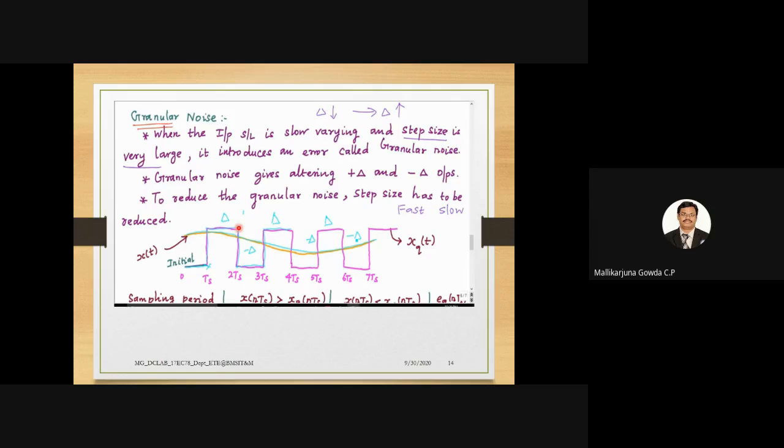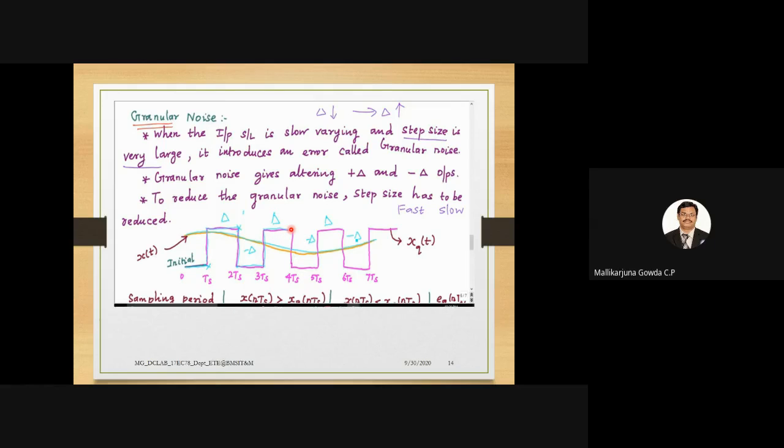Now x hat of nTs is greater than x of t, or x of nTs, the original analog signal, right? Now it will be decremented by delta, and it will maintain that value till the next sampling duration. Okay, now the analog input signal, x of nTs, is greater than x hat of nTs, so it will be incremented by delta, and it will stay at that value till the next sampling duration.